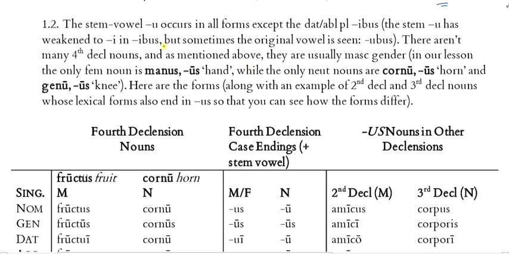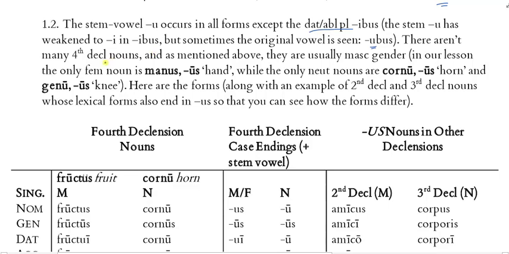The stem vowel U occurs in all forms except the dative and ablative plural, where we have ibus. So instead of ubus, we have ibus. The U has weakened to an I in the form ibus. But, and this is important, you can sometimes see the U appearing there, so you can see ubus instead of ibus as well. All right, but generally ibus is what we're going to see, and that's good because that's something we've already learned in our third declension patterns.